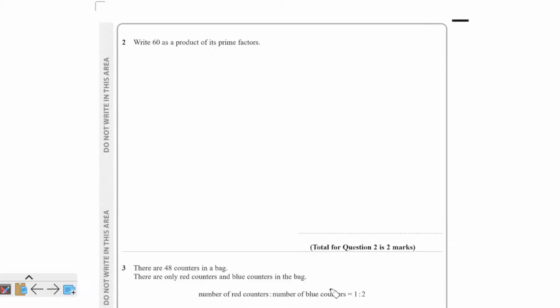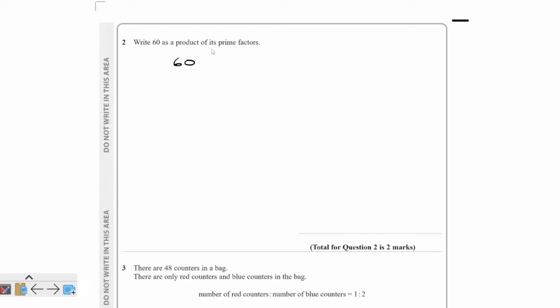Okay, so question 2, write 60 as a product of its prime factors. So you can do it manually. I'm pretty sure there's a way to do it on your calculators, but all of us have different calculators. So if you want to look that up, go onto YouTube. There'll be definitely loads of videos of how to get the answers on your calculator. But I'm just going to do it manually because obviously they could ask you this question in the non-calculator as well. So we do need to know.